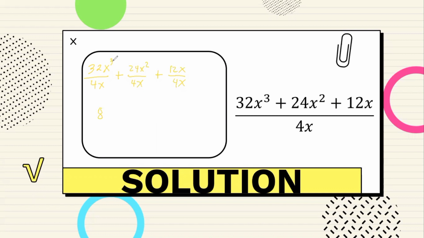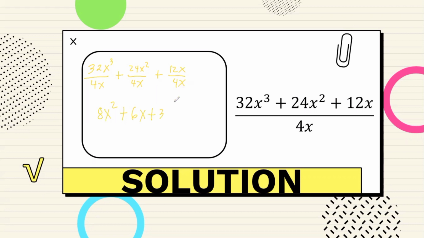Okay, what will you do? The same base, what will you do? Get the difference or subtract the exponents. So 3 minus 1, that is 2. So we have now 8x squared. And then you have to carry the sign. Plus, positive 24 divided by 4 is equal to 6. And then subtract the exponents of the variable x, which is equal to x.